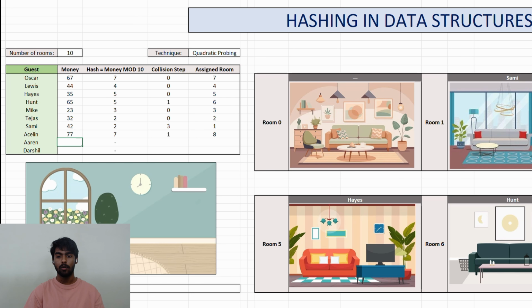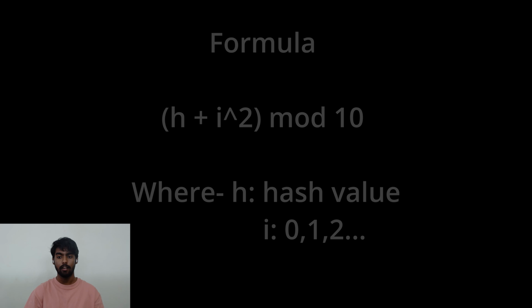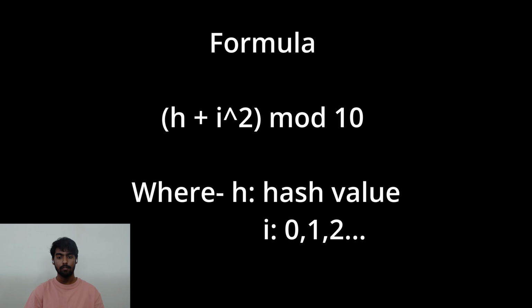So let's move on to the next collision resolution method, quadratic probing. This method is similar to linear probing, with the main difference being that unlike linear probing, it does not check for the next vacant space. Instead, it calculates the assigned room using a formula, which is hash value plus i squared modulus table size, where i starts from 0 and increments by 1.